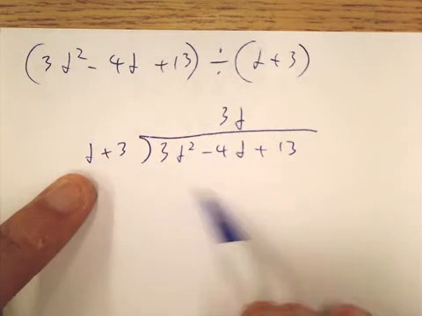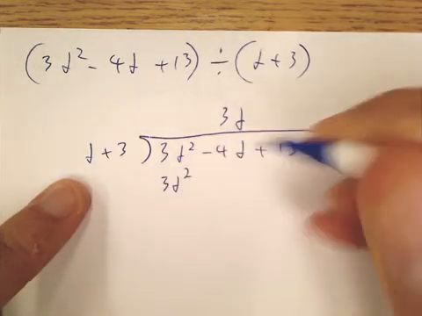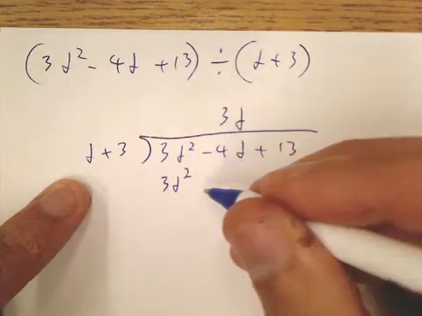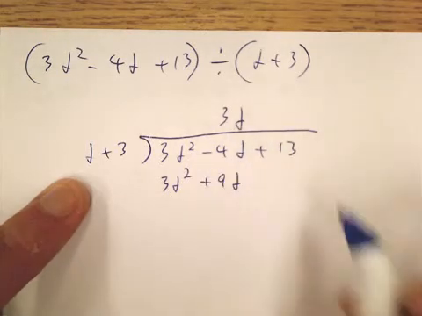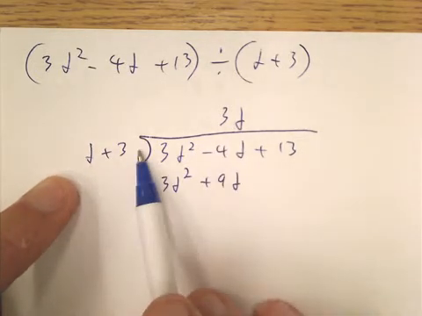Okay, now we multiply to find the stuff here. So 3d times d is 3d squared. 3d times 3 is 9d. So I'm using the distributive property here. I'm taking 3d times each of these terms.